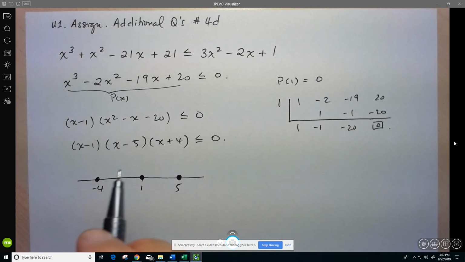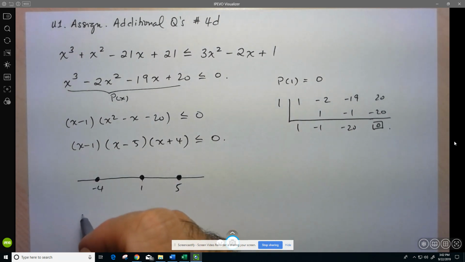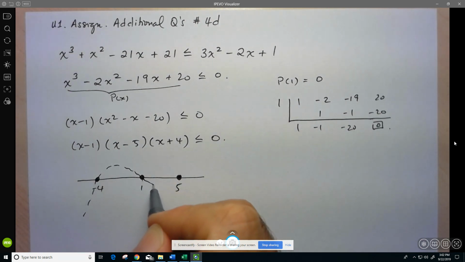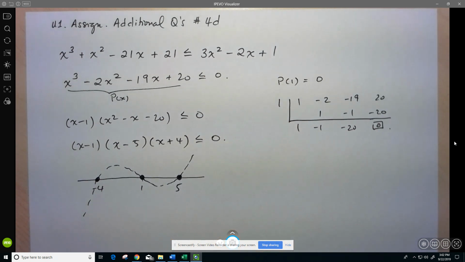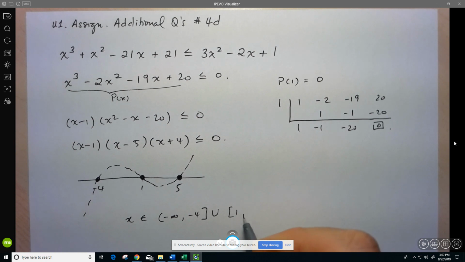Since it's a cubic with a positive leading coefficient, it's going to start at negative infinity and eventually end up at positive infinity. Now I can read off the graph when this is going to be less than or equal to 0. So here the solution is going to be x an element of all numbers up to and including negative 4, so negative infinity to negative 4 inclusive, and then union this interval here from 1 to 5, including the endpoints, so 1 to 5. And there's our answer.